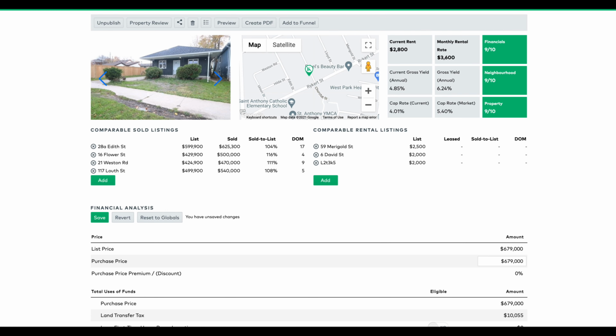It's in the great city that we want. It's in the right neighborhood that we want. We know that the future economic prospects look great. So what do we need? We need to know comparable sold information. We need comparable rental listing information. And that can build the foundation for our financial analysis.